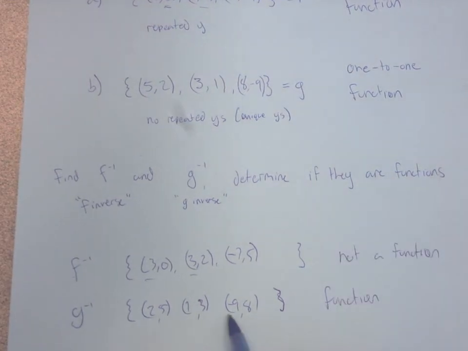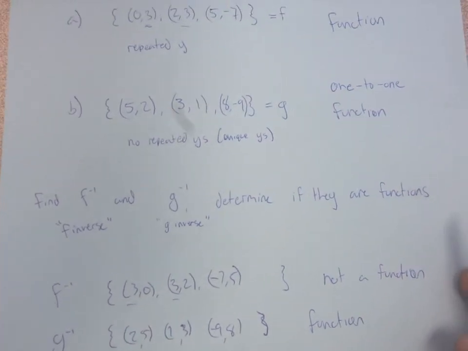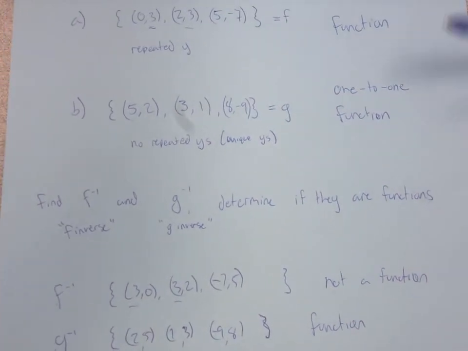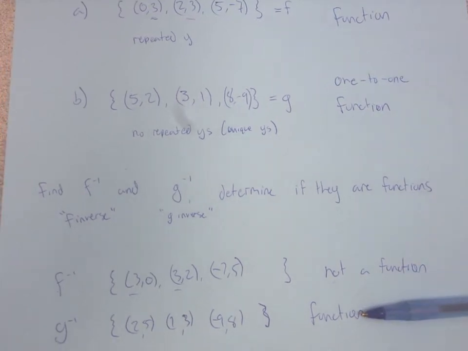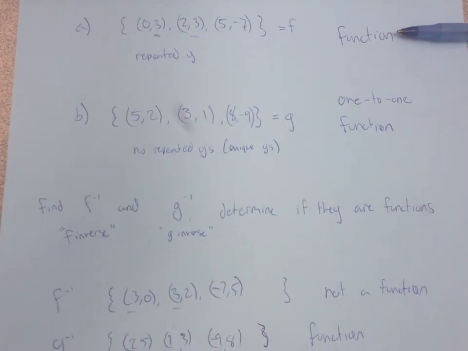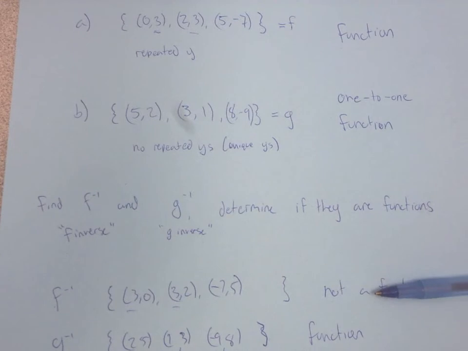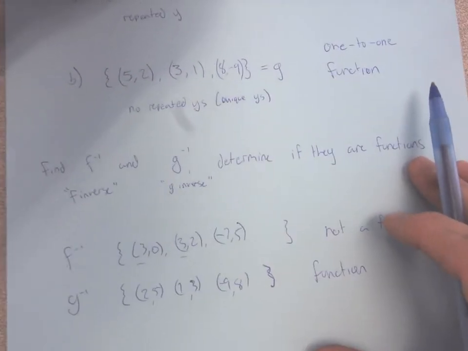because each input is matched with exactly one output, right? 2 is matched with 5, and 1 is matched with 3, and -9 is matched with 8. But here, the input 3 is matched with more than one output. So the relationship here is if you have a function that is one-to-one, its inverse will also be a function. If you have a function that's not one-to-one, when you try to invert it, you will have something that's not a function anymore because the repeated y's will become repeated x's and then your inverse won't be a function. So this is the key idea there.